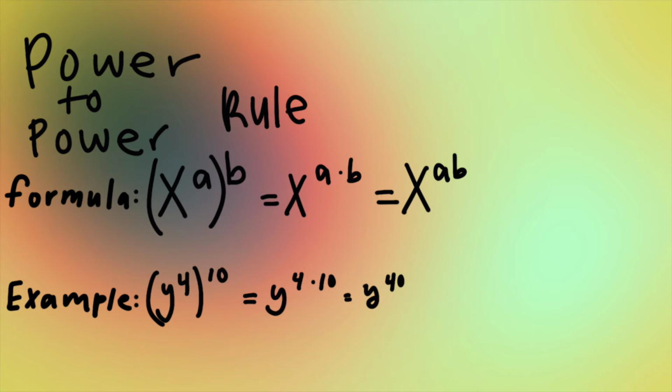Here's an example. In parentheses, y to the 4th power, and around those parentheses is to the 10th power. You would multiply the 4 in the parentheses with the 10 outside of it, and get y to the 40th power.